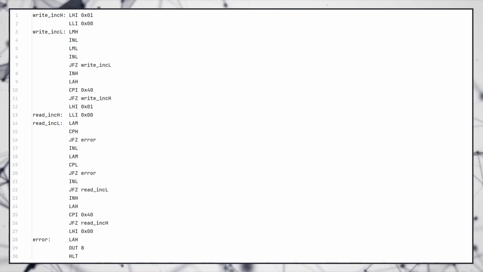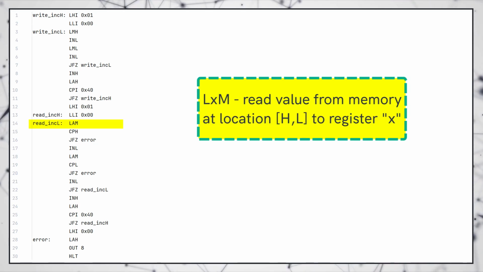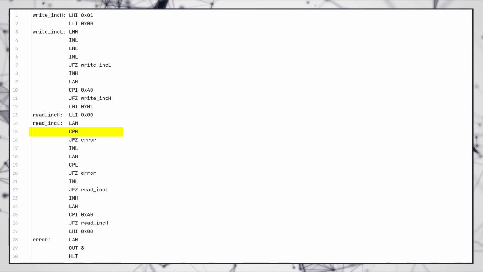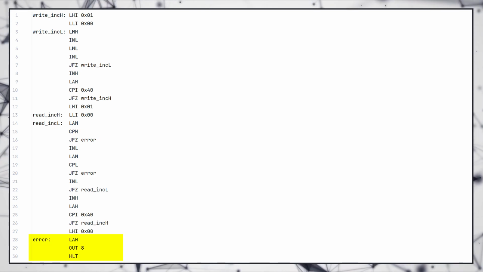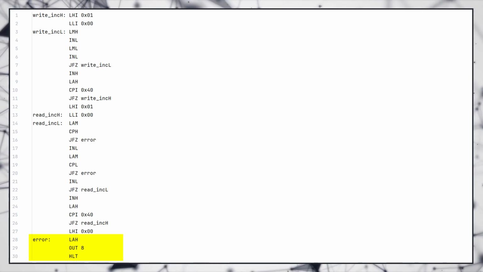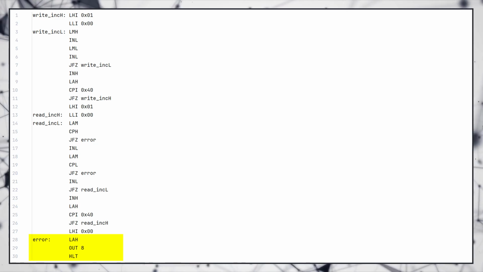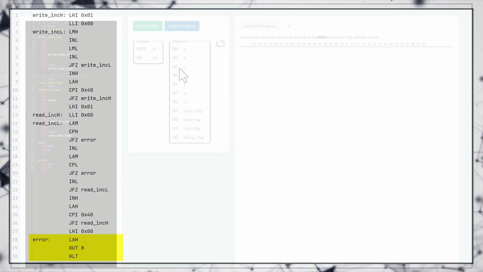Verification is straightforward. We are doing the same loop over the L and H registers. The LAM command loads data from memory and stores it into register A. Then we have a few checks if the data is correct, and that's all. The final lines just output the value of the H register to output device number 8. If there were an error, then H would have some non-zero number.